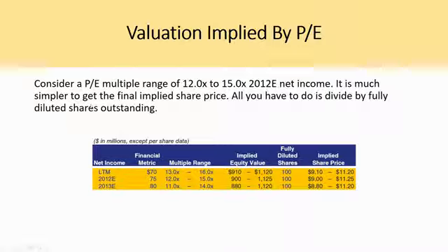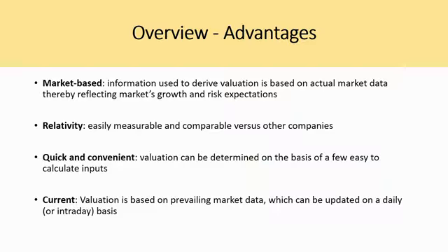It is much simpler to get the final implied share price because in this case, we're using the equity value to net income multiple, right? So in this case, it's much easier because we're not using enterprise value and we don't have to convert it back. So if we use an equity value multiple, then when we're implying our valuation, all we have to do is take that range and then divide it by fully diluted shares to get the implied share price range as well. So these are different ways that we can project the valuation of the company.